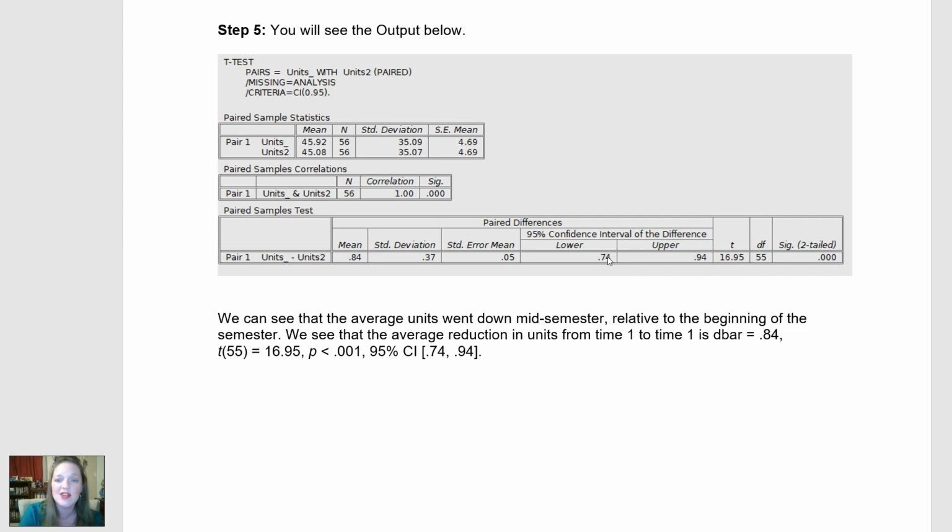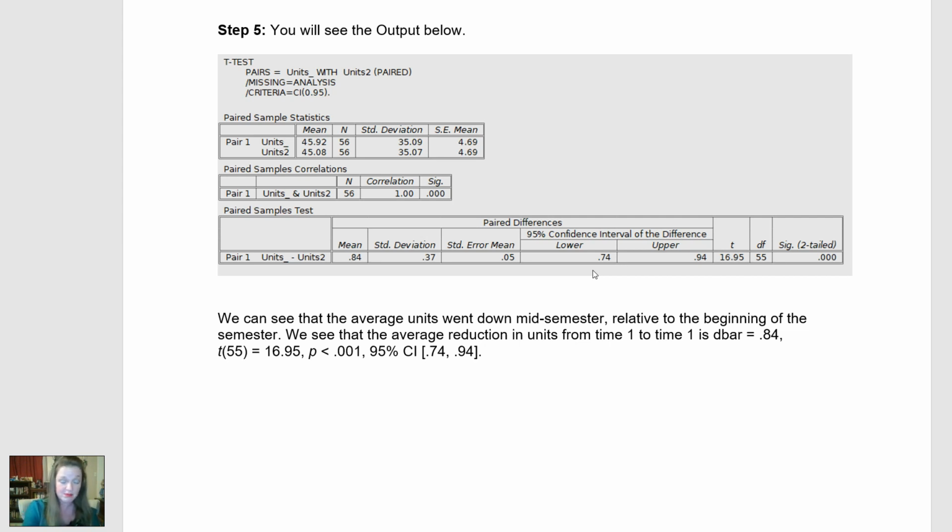And then I also have the confidence interval here. And remember, this confidence interval is the confidence interval around this mean difference of 0.84, this average difference between pairs. And this is essentially saying I'm 95% confident that the real difference in units for the beginning of the semester compared to the end of the semester for the population, because again, I only have a sample of 56, the real average reduction in the population is somewhere between 0.74 and 0.94.